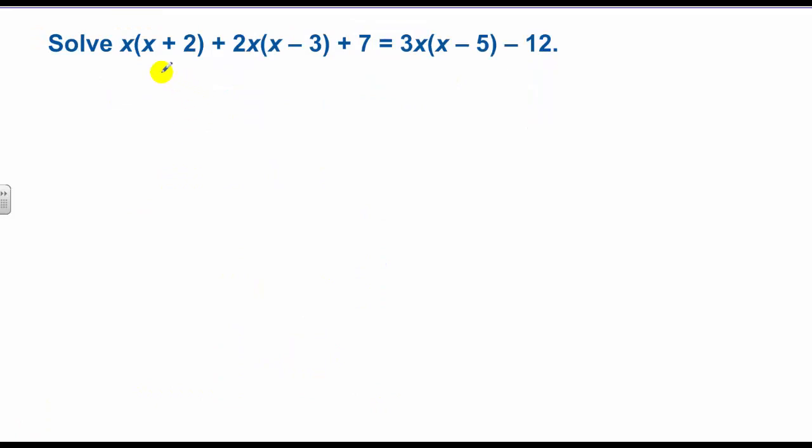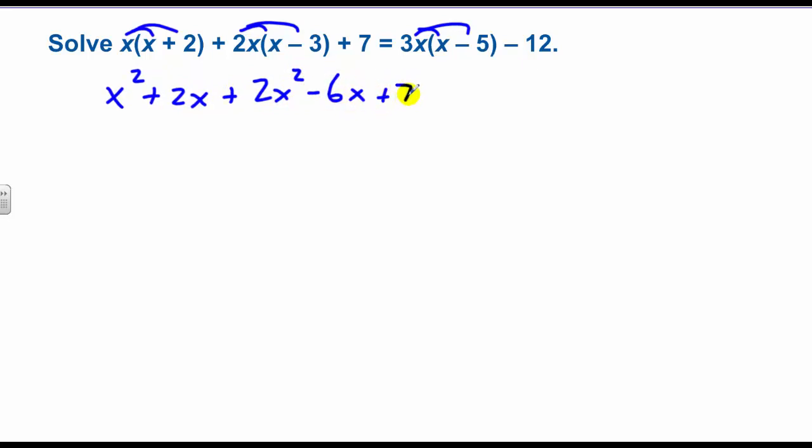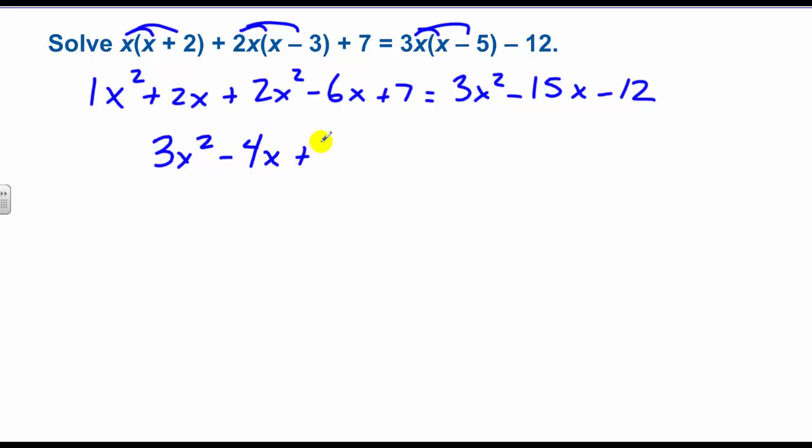Very similar problem here, a lot more multiplying to do. Distribute, distribute, and distribute. So in this case I have x squared plus 2x plus 2x squared minus 6x plus 7 equaling 3x squared minus 15x minus 12. I see I can combine like terms over here. So this is 1x squared plus 2x squared is 3x squared minus 4x plus 7 equals 3x squared minus 15x minus 12.